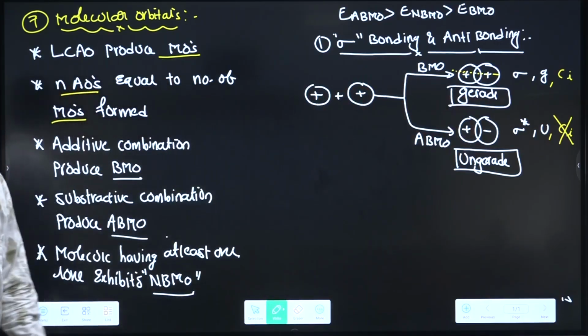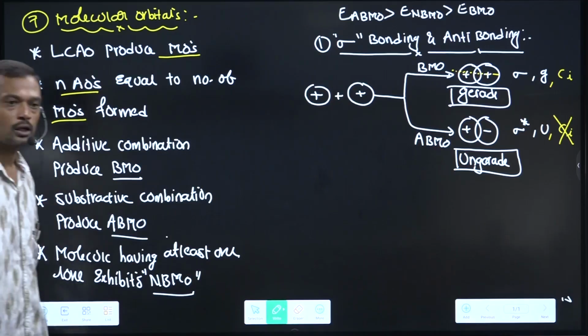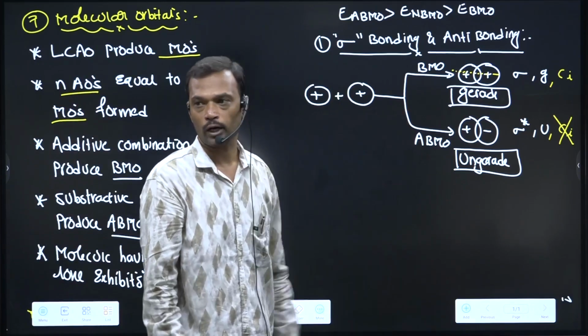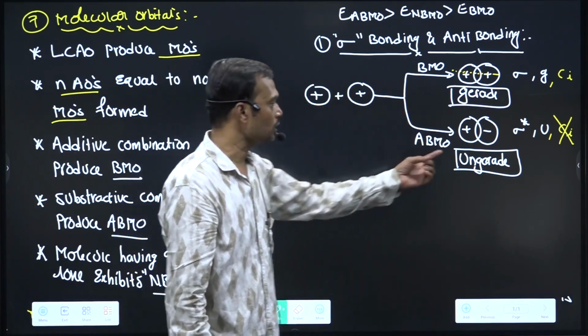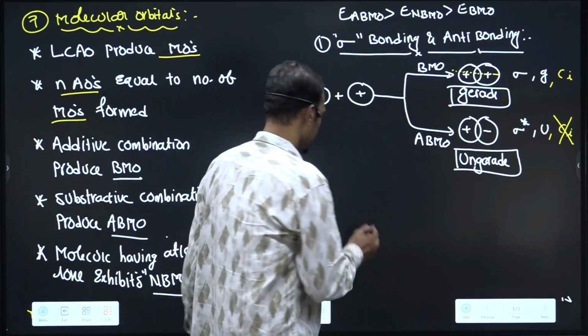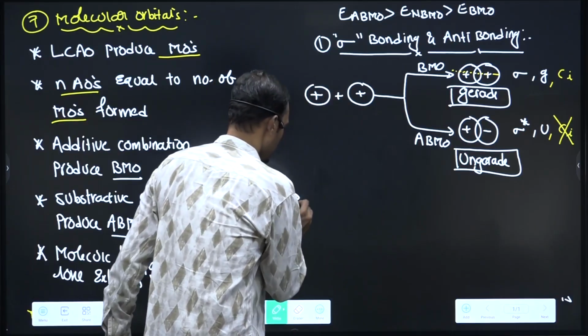If anybody asks what gerade means: any molecular orbital overlap responsible for giving a center of symmetry, that overlap is called gerade overlap. If the overlap is not giving a center of symmetry, it is ungerade overlap, represented by u.